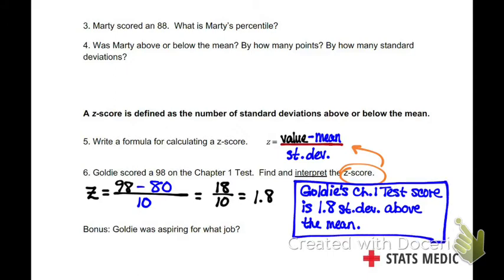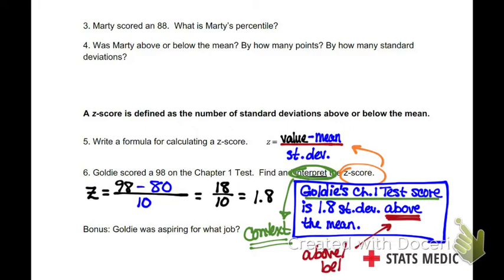Please, please, please make sure anytime I'm asking you to interpret anything at all, context is super, super, super important. So that's coming from this part right here. Make sure you are always including that. You also always need to make sure to include either above or below. Goldie's was above, but for any of the others, as I'm interpreting those in context, I would want to state which direction.